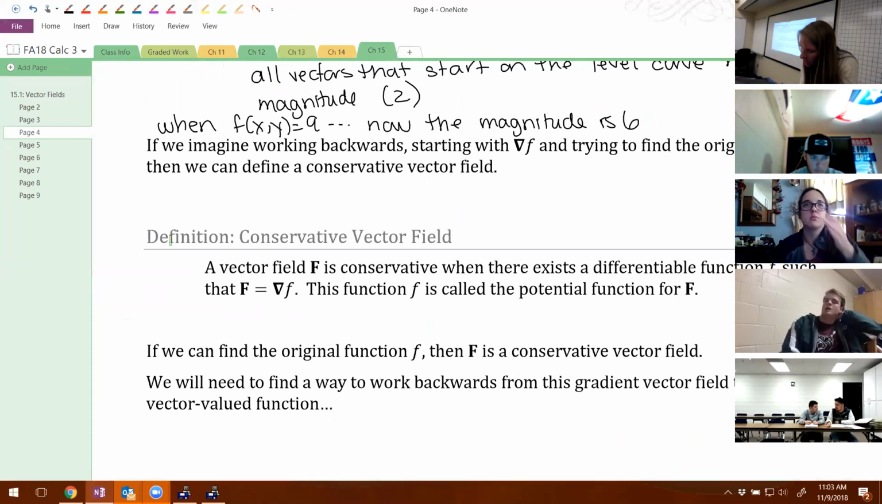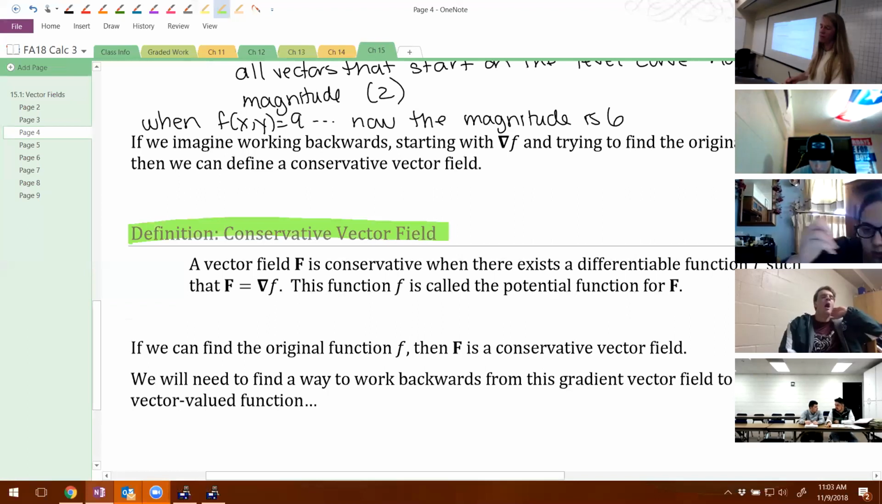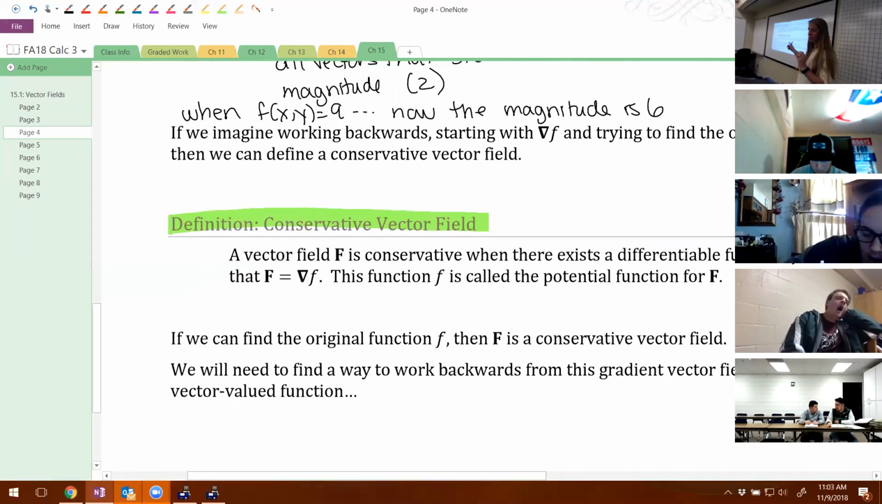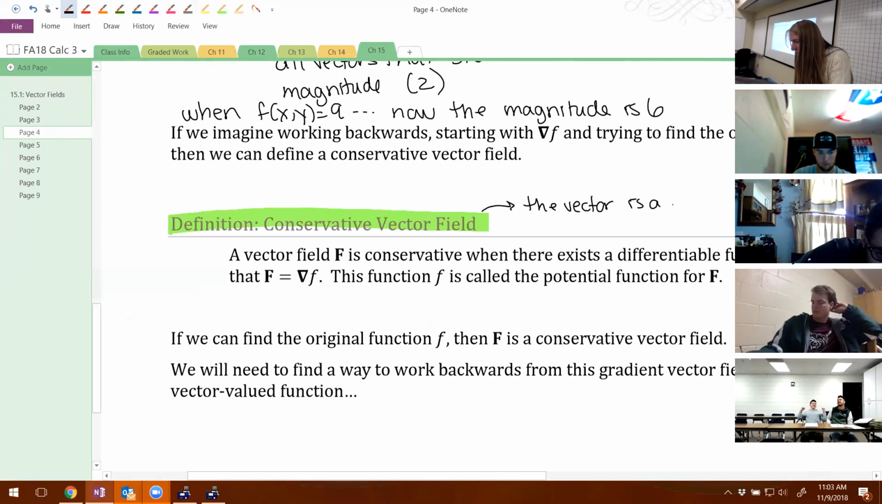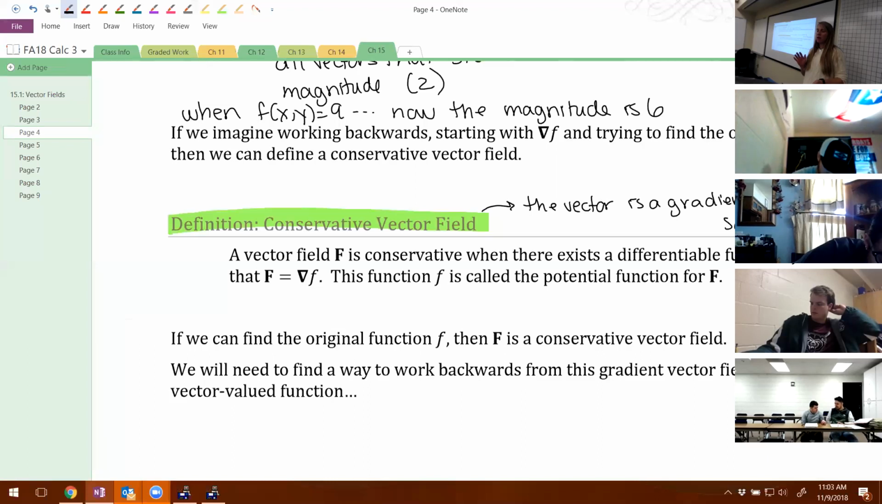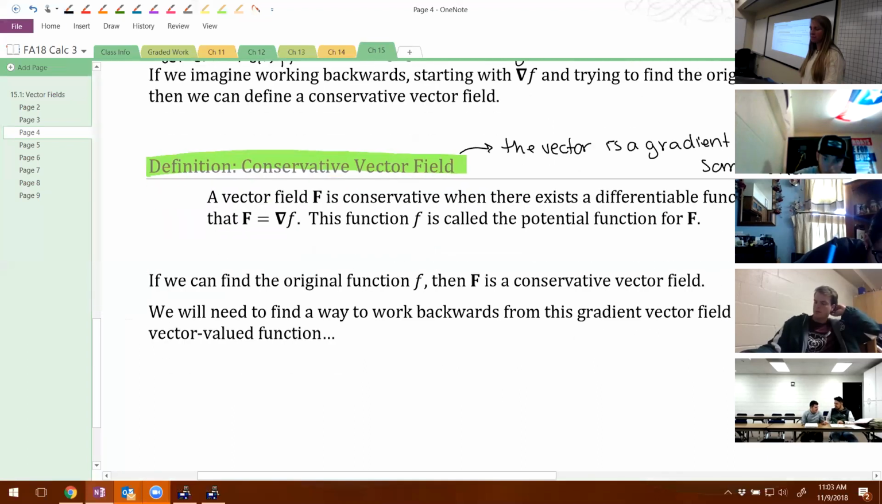So we're going to find a way to identify if something is a conservative vector field. A conservative vector field means there exists a differentiable function f such that the vector field equals a gradient. Basically, the vector field is the gradient of something. There exists some function that this thing is a gradient of. That function is called a potential function. We'll go through an example in just a minute. How do you suppose we're going to find this potential function?